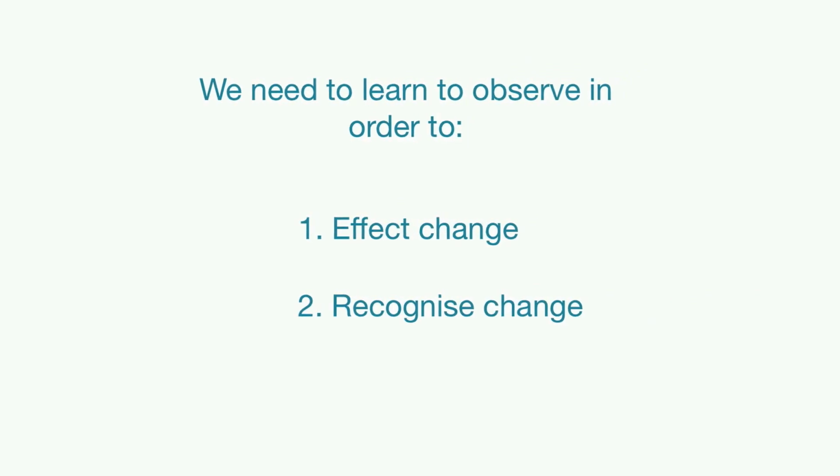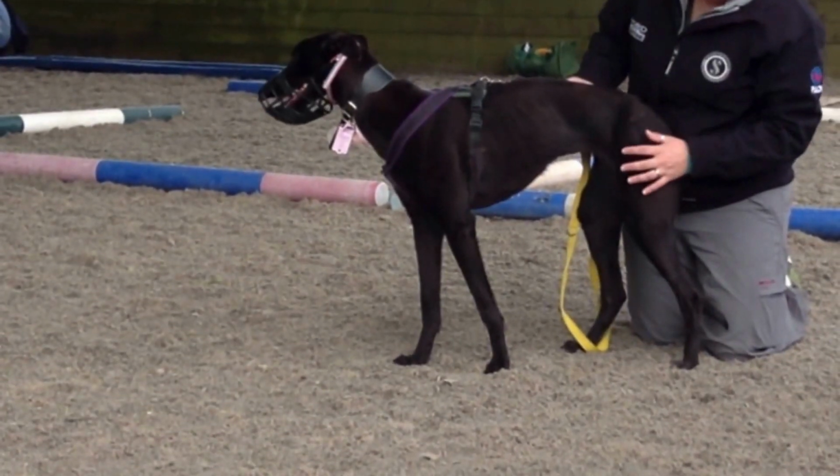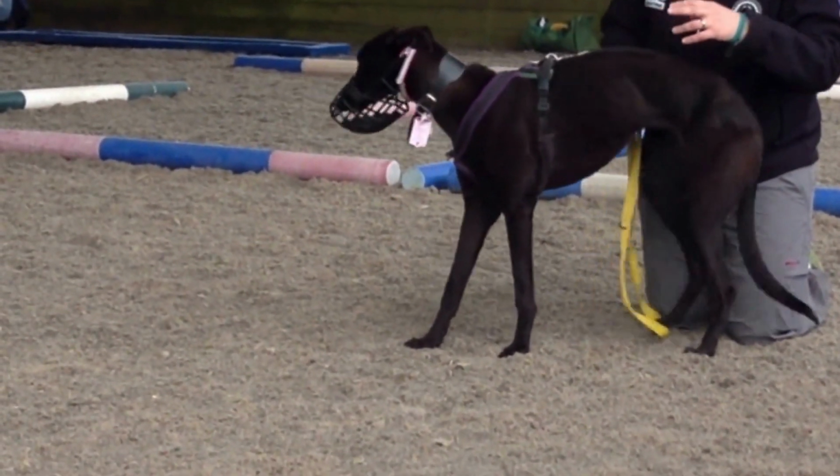So, for example, observing where there is tension can guide us in which areas of the body we want to work on, and it can also act as a barometer for how we or our dog is changing over time.